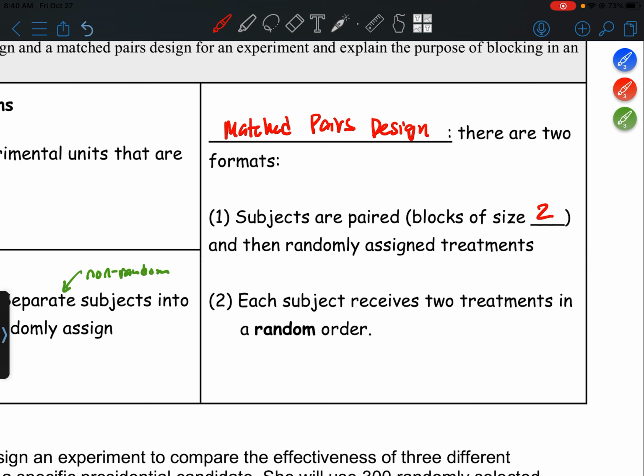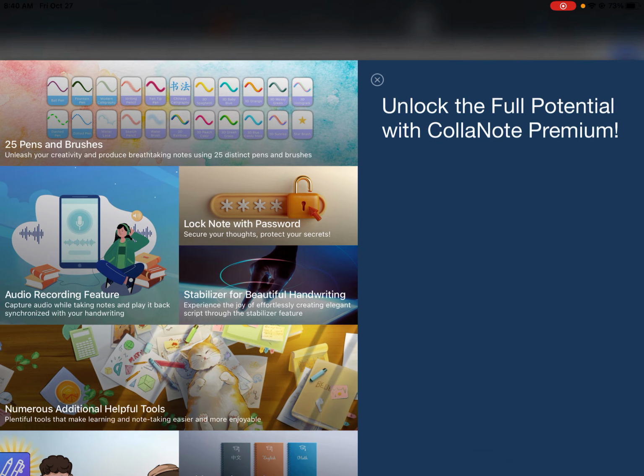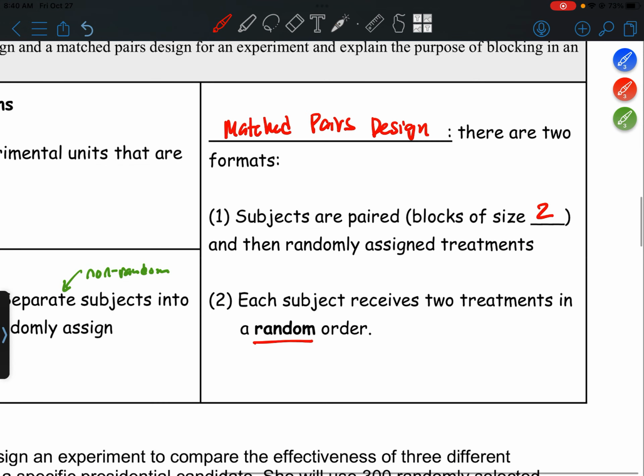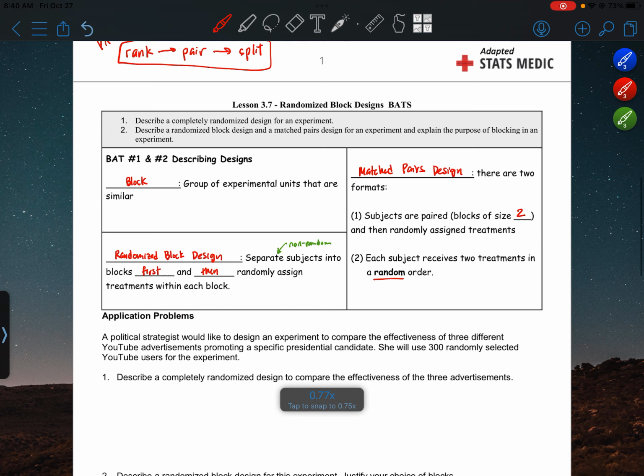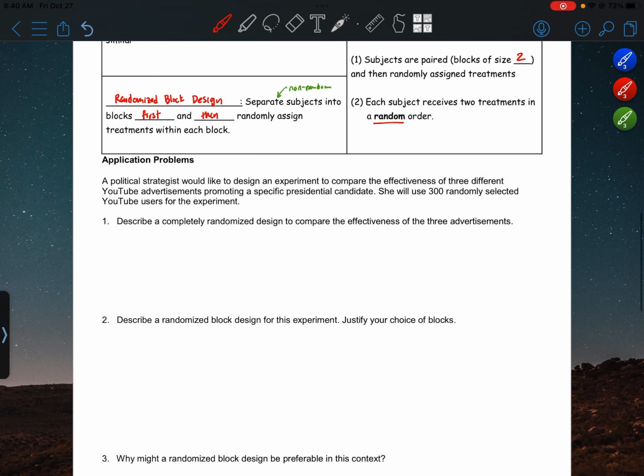Now, if you do it that way, the treatments have to be given in a random order. So some subjects are going to get the in-person treatment first and the online treatment second, but other subjects are going to get it in the reverse order. All right, so at this point, I'm going to go ahead and end this video, and you guys are going to spend a couple minutes working through the application problem at your tables.